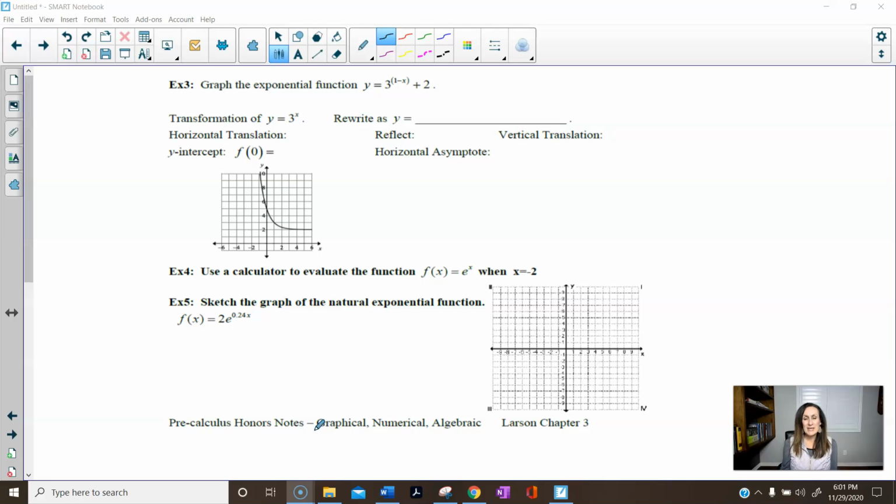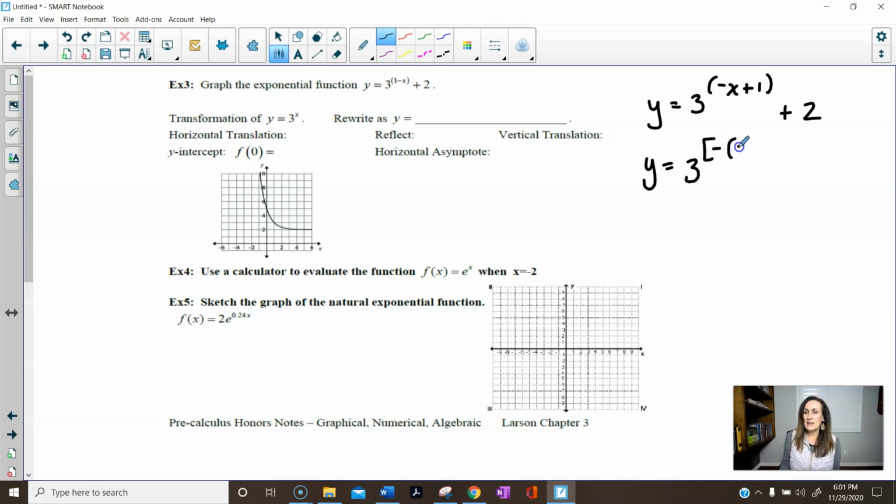So now what we're going to do is shift, reflect, and stretch this exponential function. Before we do that, we want to get it in the right form. So y equals 3. Instead of 1 subtract x, I'm going to write this as negative x plus 1. All I did was simply change the order, plus 2. Now you're going to want to factor out that negative in the exponent. So this would be y equals 3 raised to, you take out the negative, and now you're left with x subtract 1, and then plus 2.